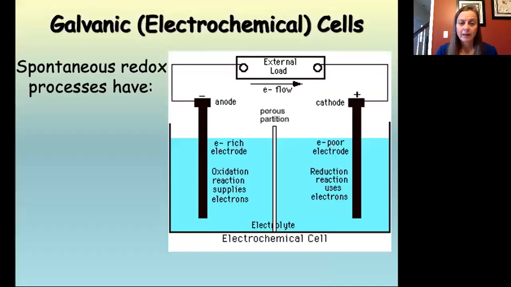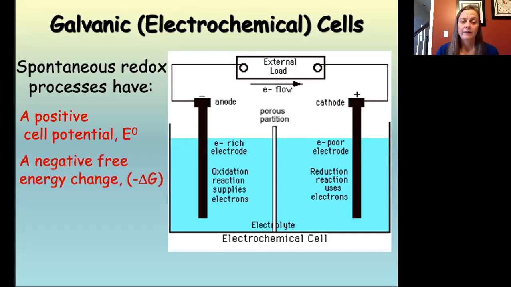When we think about our galvanic cells, spontaneous redox processes, a spontaneous reaction has a negative delta G. It will also have a positive cell potential. So when we talk about a galvanic cell, it's a spontaneous cell, and it will have a positive cell potential. And this will allow us to determine which one is going to be our anode and which one is going to be our cathode.